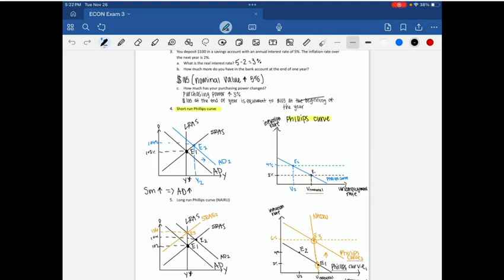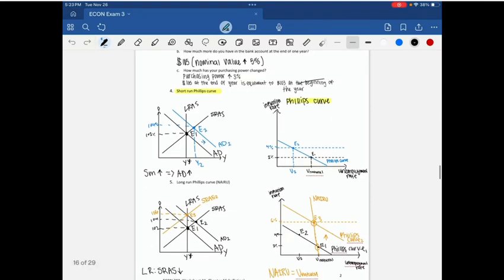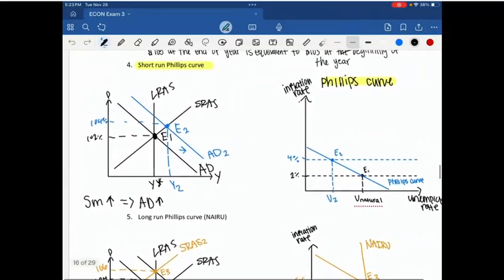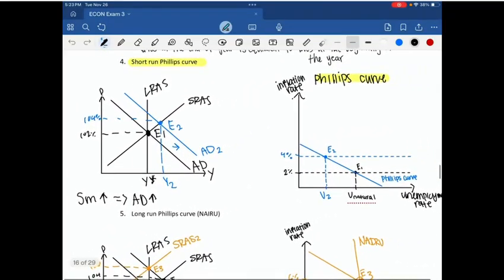Okay, so I'm going to be explaining the Phillips curve in the short run and the long run. I'm going to be doing this by using my notes here. Over here we can see the Phillips curve in the short run.